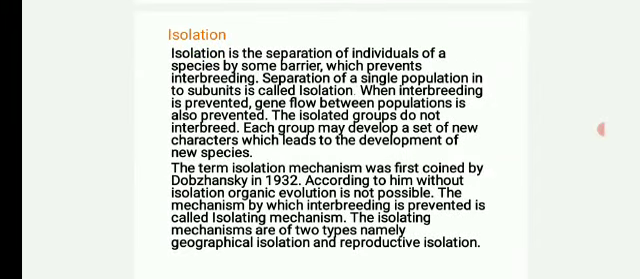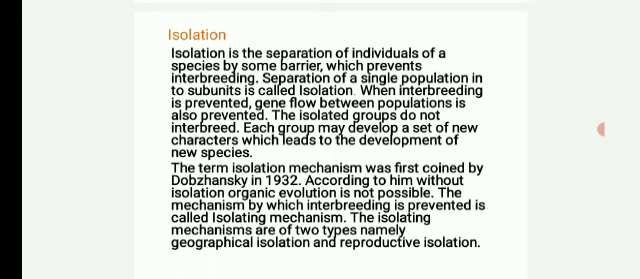Next, isolation. Isolation is the separation of individuals of a species by some barrier which prevents interbreeding. Separation of a single population into subunits is called isolation. When interbreeding is prevented, gene flow between populations is also prevented. The isolated groups do not interbreed. Each group may develop a set of new characters which leads to the development of new species.